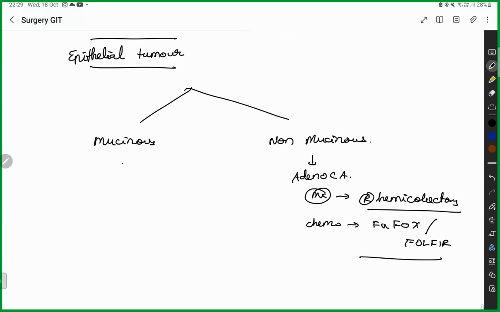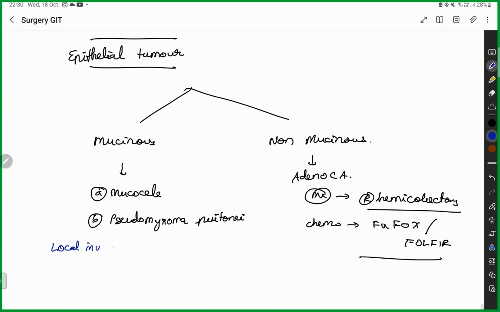If it is mucinous, it can present as a mucocele. Second is going to be pseudomyxoma peritonei. What is pseudomyxoma peritonei? It is a locally invasive jelly-like material. Write along with me, it is a locally invasive jelly-like material in the peritoneum.